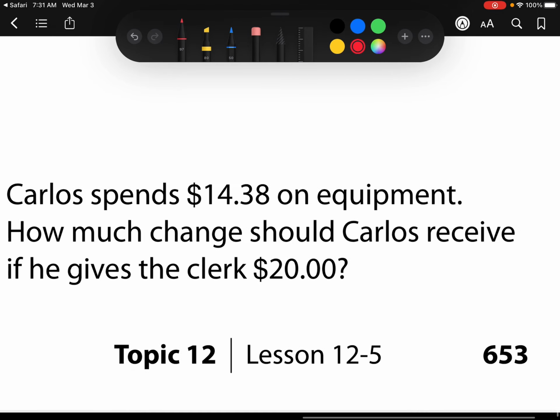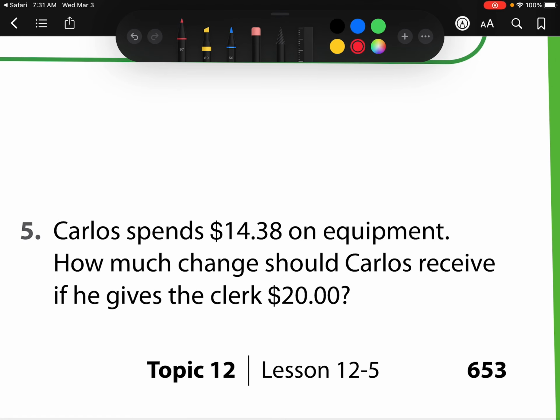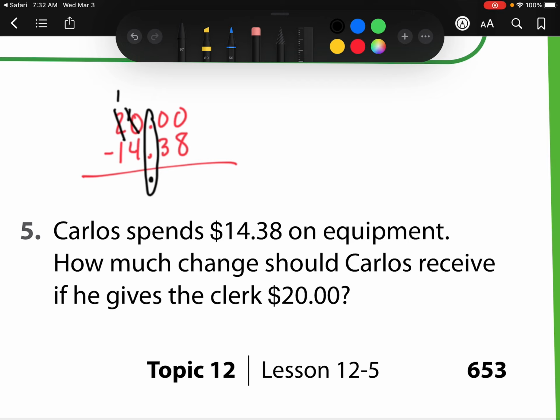Let's do number 5 now. Carlos spends $14.38 on equipment. How much change should Carlos receive if he gives the clerk $20? So he has $20, and he's giving the clerk $14.38. That's how much he's paying. So that's a subtraction problem. He's losing it. So again, we line up those decimals and bring that decimal straight down. And we have to regroup. So that's going to be a 1, that'll be a 10. Regroup, that'll be a 10, and now it's a 9. Regroup, and now we're good to go. 10 minus 3 is 7, 9 minus 5, or 9 minus 4 is 5. So he's going to have $5.62 left.